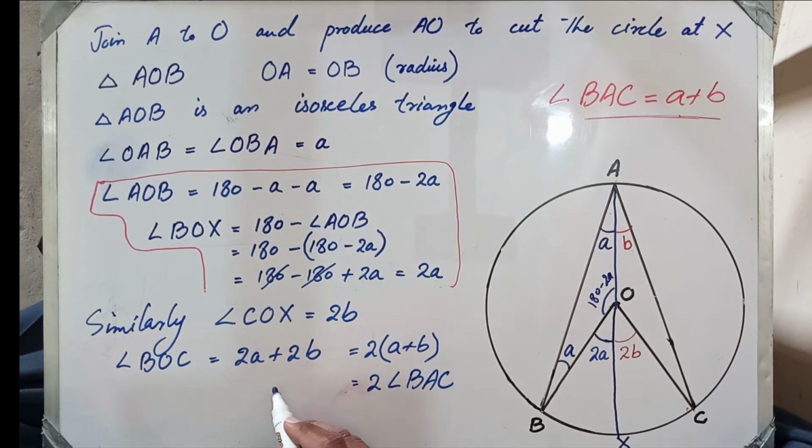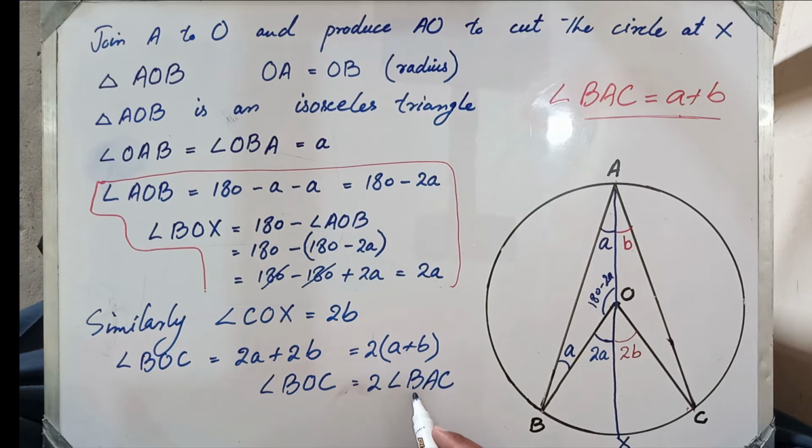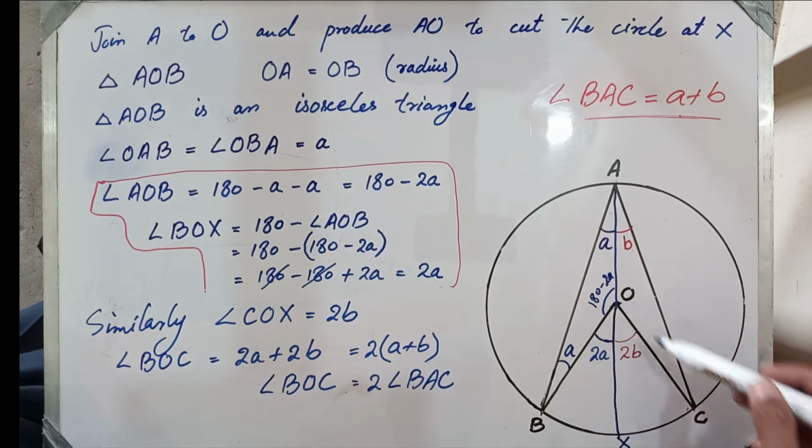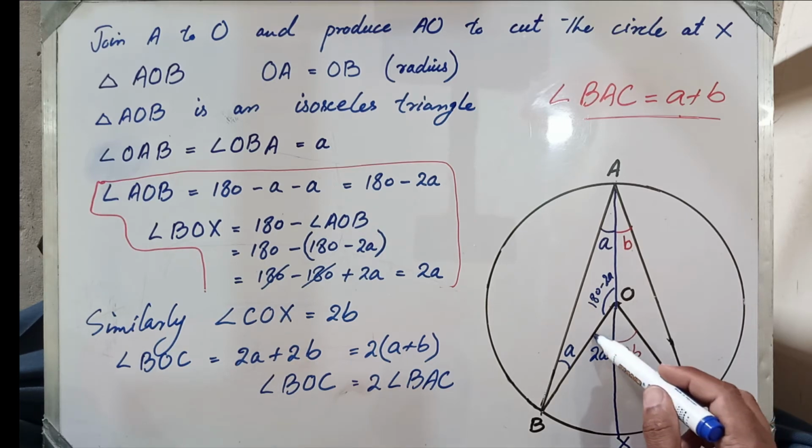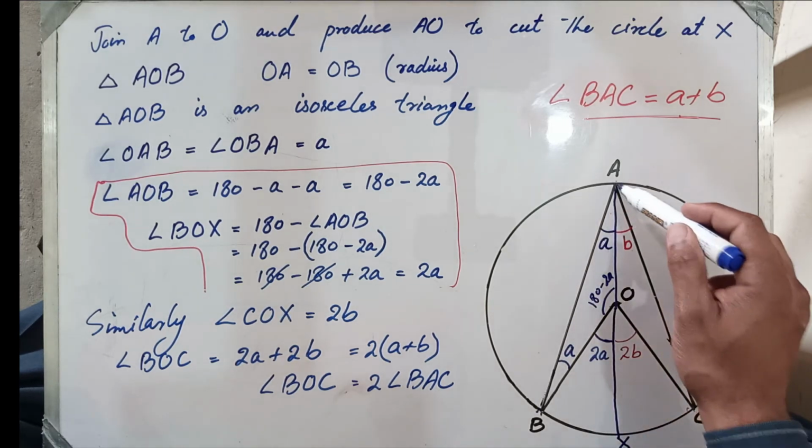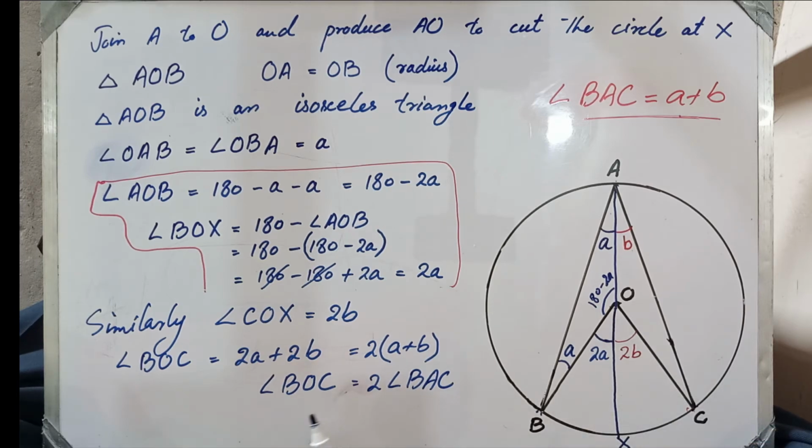So at the end, we got the result, angle BOC is 2 times angle BAC, which is our required result of the property. We required to prove that angle BOC is twice of angle BAC, which we have. That was our property which we required to prove.